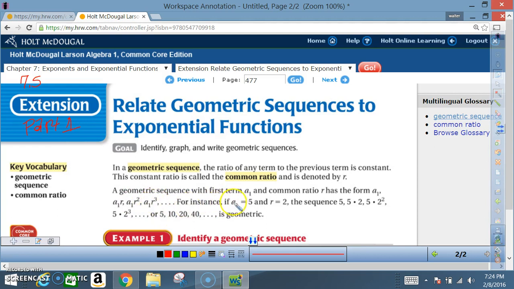For instance, if a1 is equal to 5 and r is equal to 2, the sequence is 5, that's the a1, 5 times 2, that's the a1 times r, 5 times 2 squared, that'll be that term, and 5 times 2 to the third power, that'll be that term. Or, if you multiply everything out, 5, 10, 20, 40 is considered to be a geometric sequence.